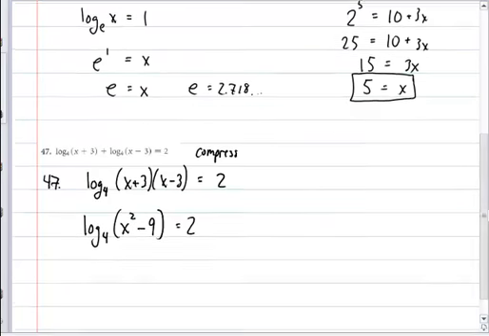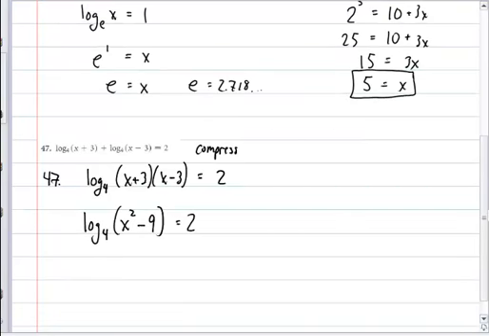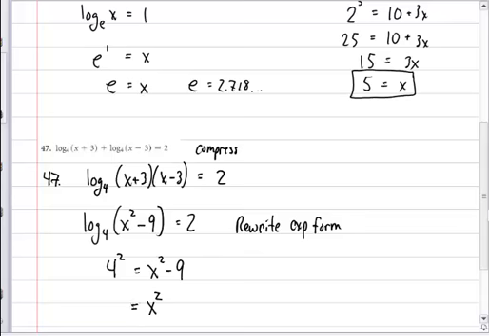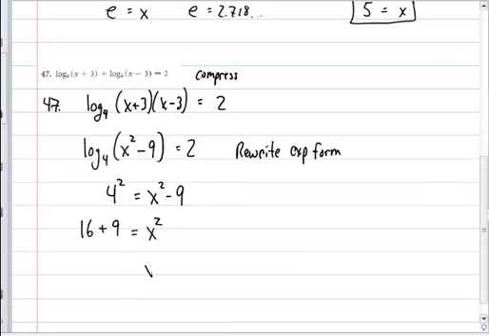And now, since it's one logarithm and one number, we rewrite as an exponential form. And we solve, so we'll have 4 squared equals x squared minus 9. So now that's going to be x squared is equal to 16 plus 9. So x squared will equal 25, and x will equal plus or minus 5.